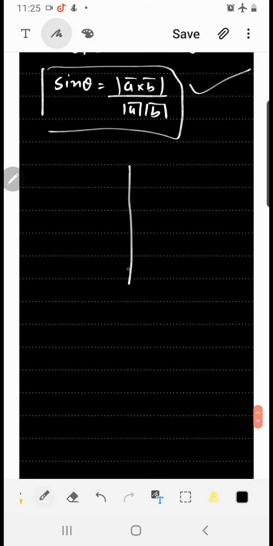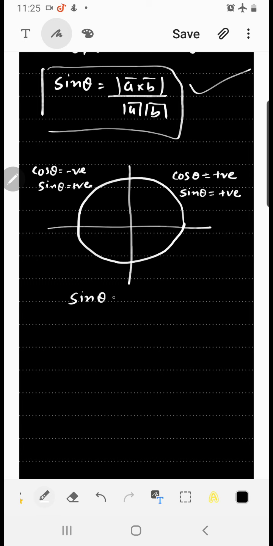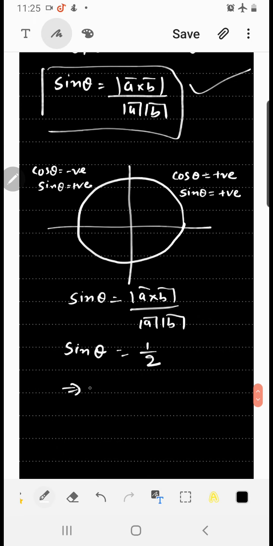The answer to that, why we are specifically going for dot product and not cross product, is: just recall trigonometry. In trigonometry you used to say in the first quadrant cos theta is positive and sin theta is positive. In the second quadrant, is it not that cos theta is negative and sin theta is positive? So let's take an example. I use cross product, that is mod of A cross B upon mod A mod B, and solve, and let's say I got 1 by 2.